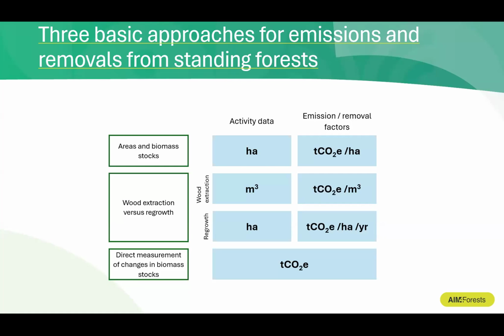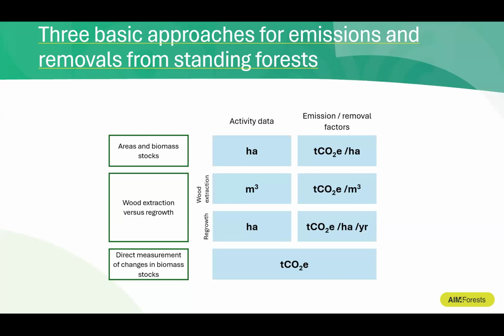The most common way is what we refer to as areas and biomass stocks. It means that a country would measure activity data, would measure an area that's undergoing removals or that's undergoing degradation, and it would attach an emission or removal factor to that. You need an area measurement and you need an emission or removal factor. That is a very popular way of doing it.